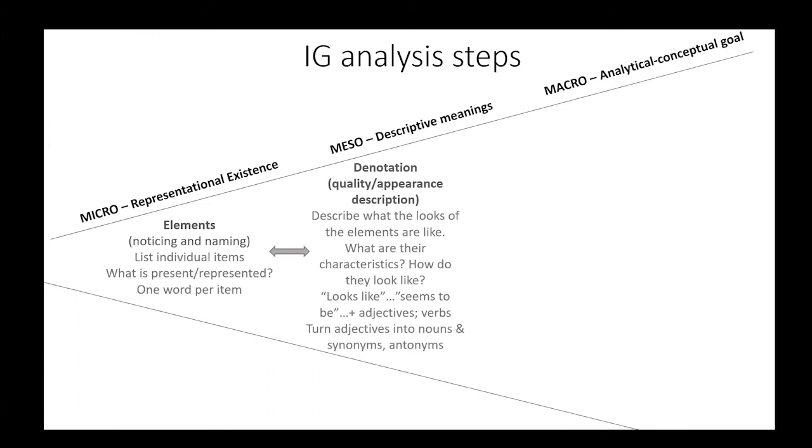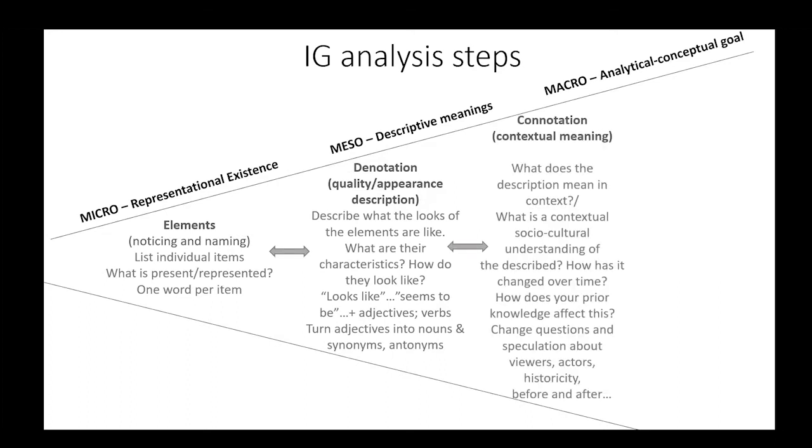Then the notation is linked to quality, to the appearance or description. So what are these things like? What do they look like? So we're using adjectives or verbs to energize the image. And then we think about what adjectives can turn into nouns, what are the synonyms, what are the antonyms, using a little bit of language as well.